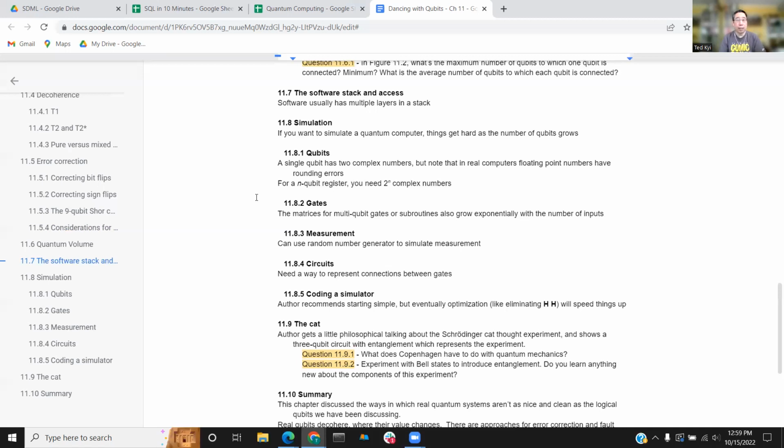Measurement talks about how you can use a random number generator to just simulate. I guess you can do that. It seems to me that if you have a simulator, maybe you could just report the hidden state, which the end user wouldn't ever actually be able to directly access, but you can. And then obviously for circuits, you need some way to deal with the connections between the gates and things.